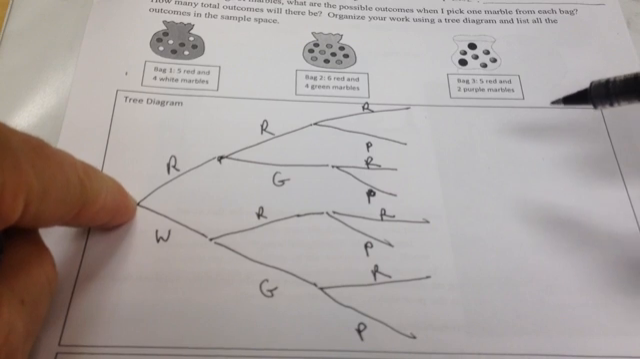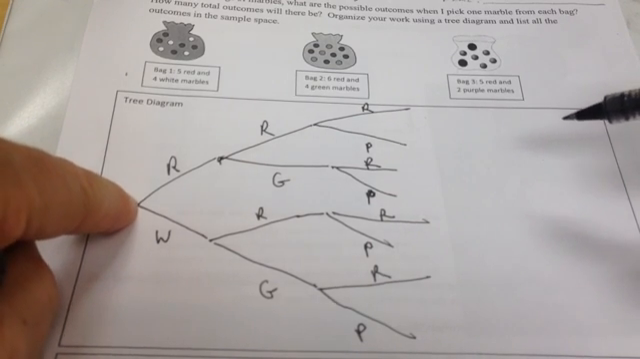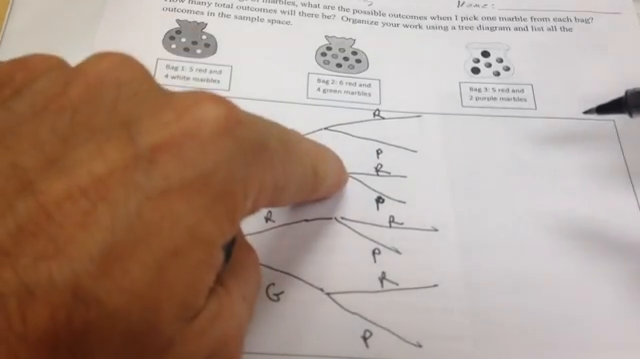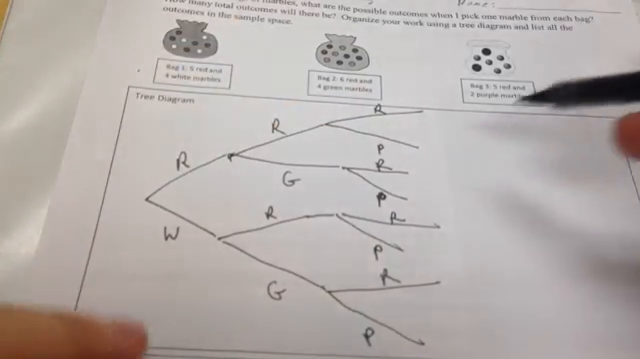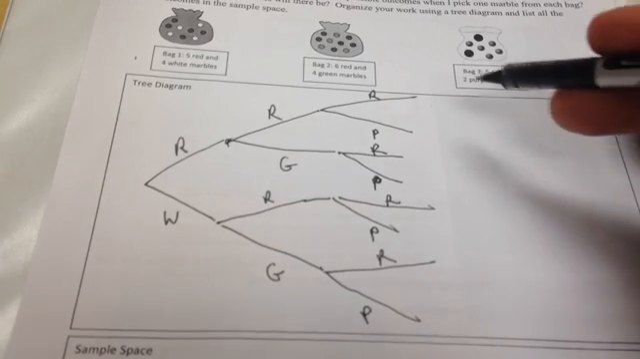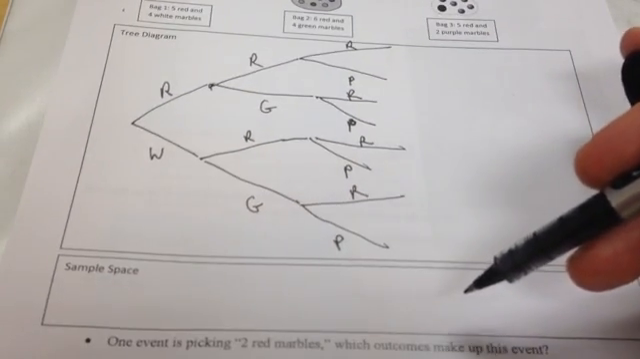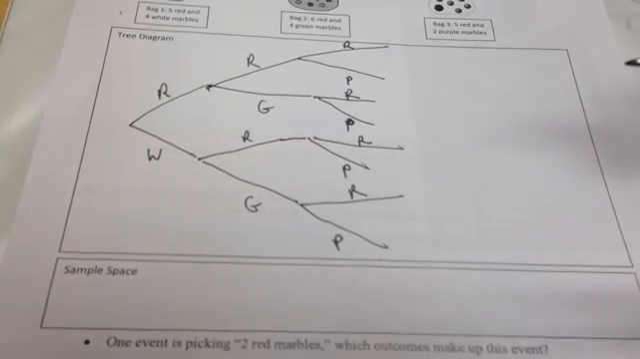At any crossroad, any place, I can make a decision. I pick something, something happens, I end up here. And at the end of each one of these, I have each variation of what's called my sample space. Sample space are all the possible things that could happen.